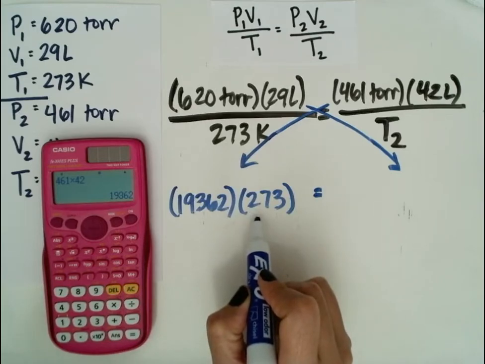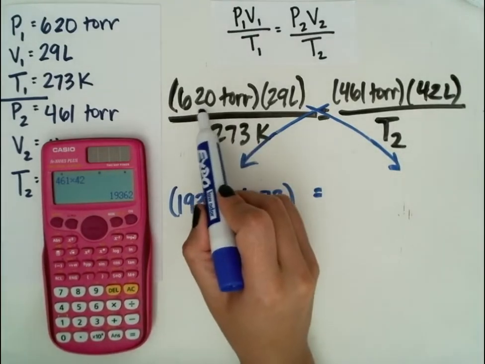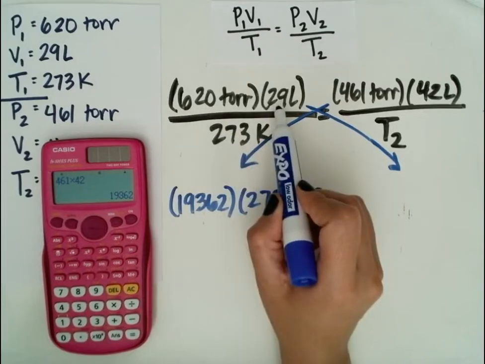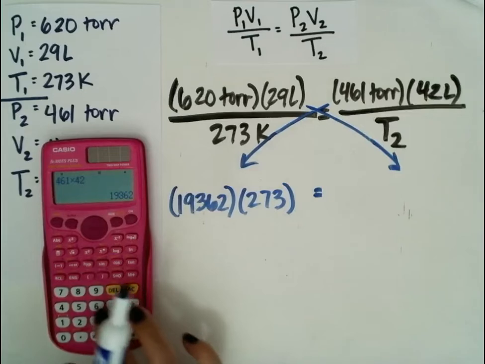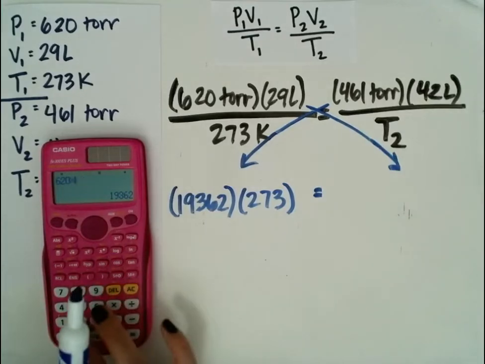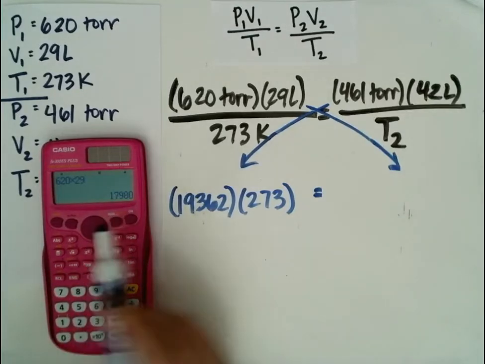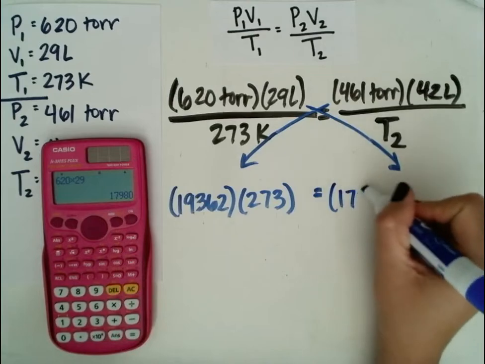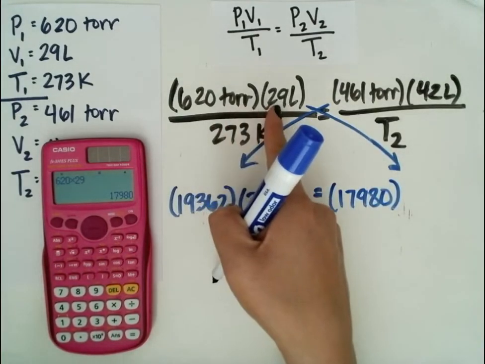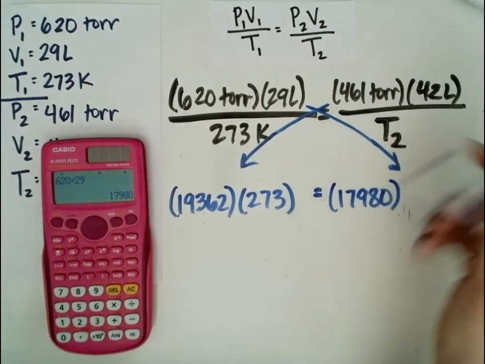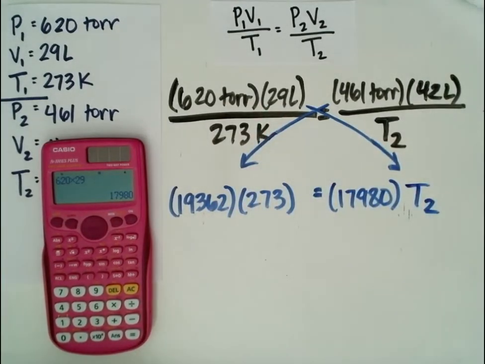Okay, I'm going to do the same thing on the right side. So 620 times 29 times T2, all of that goes on this side. Okay, so 620 times 29 is 17,980. Again, I got this number from multiplying those two numbers up top, and we're cross multiplying, so that's going to be multiplied by T2.